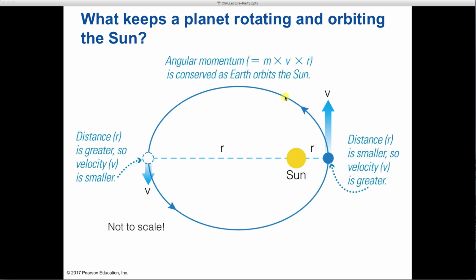So there's an idea of conservation of angular momentum. This quantity, mass times velocity times radius or distance, doesn't change, even though you might calculate it slightly differently at different points. The quantity that you calculate is still the same number.